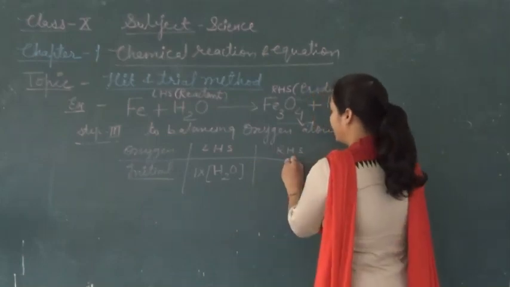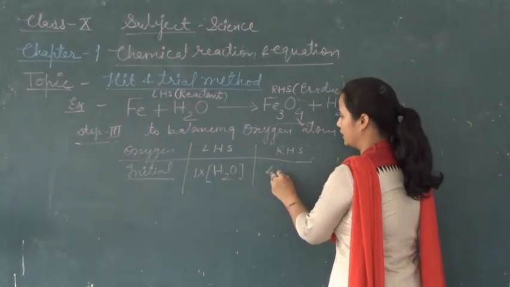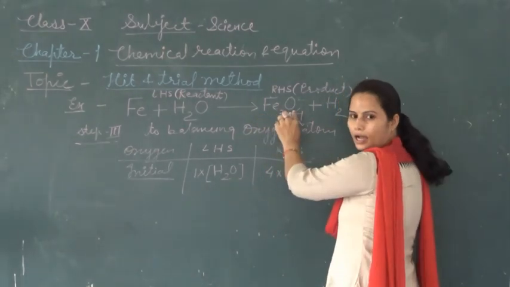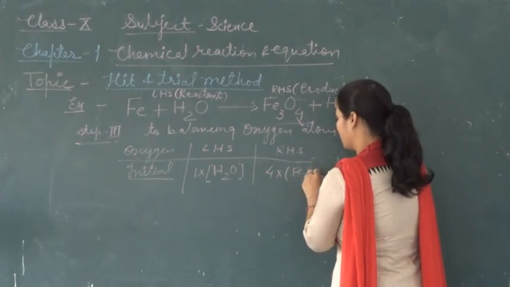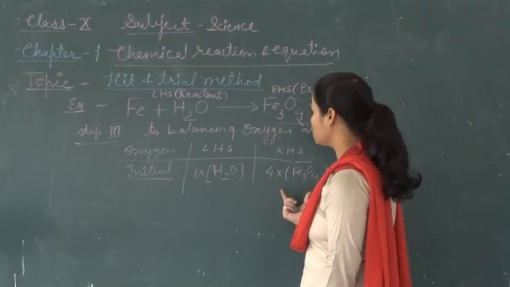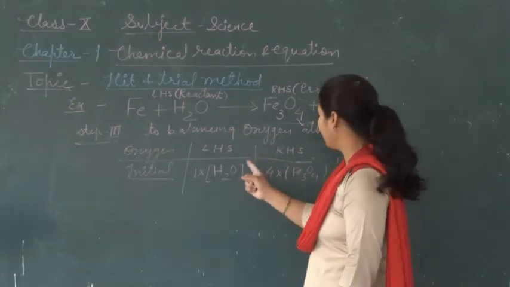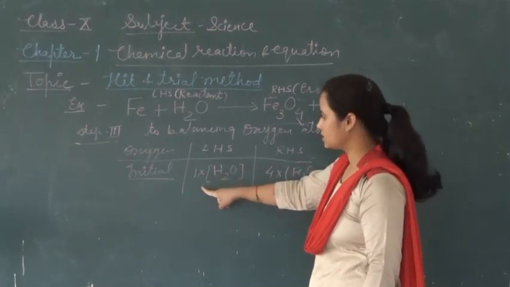Then at the right hand side, the number of oxygen atoms is 4 and it is present in the iron oxide, ferric oxide, Fe3O4. That's why we write the name of that compound, Fe3O4. Now let me start to balance the oxygen. At the right hand side, the number of oxygen is 4. At the left hand side it is 1.